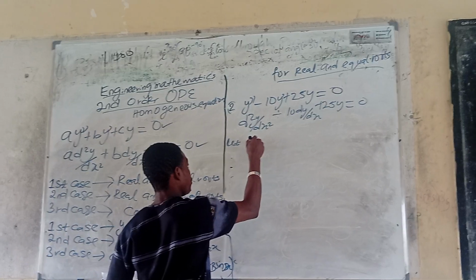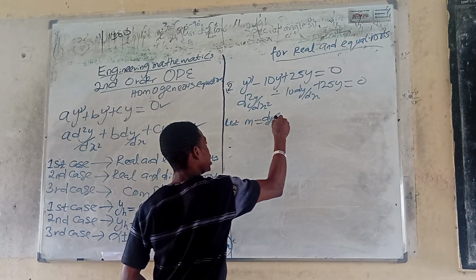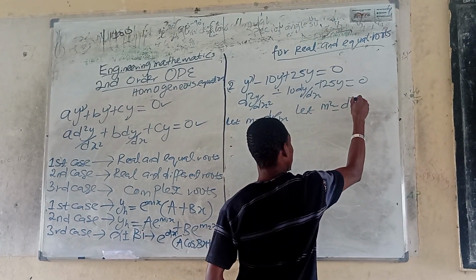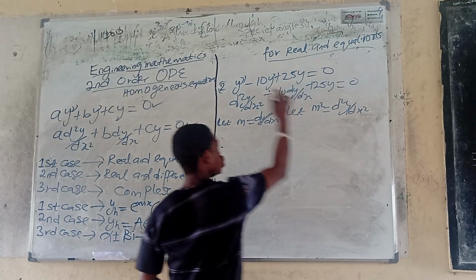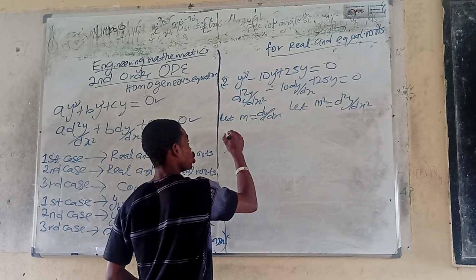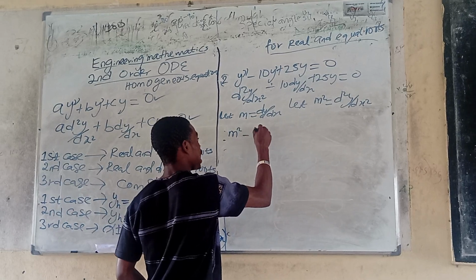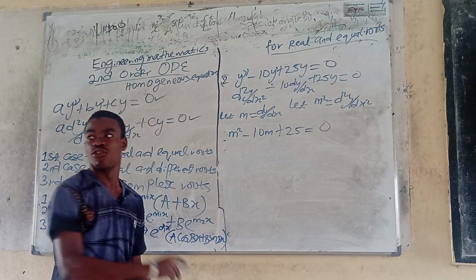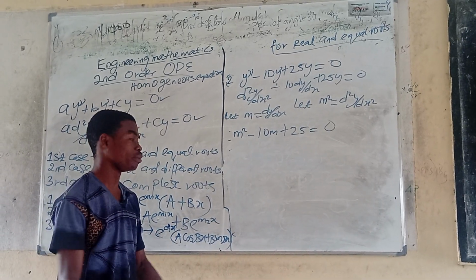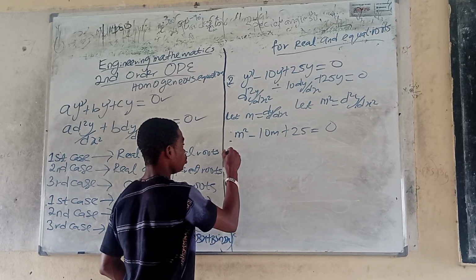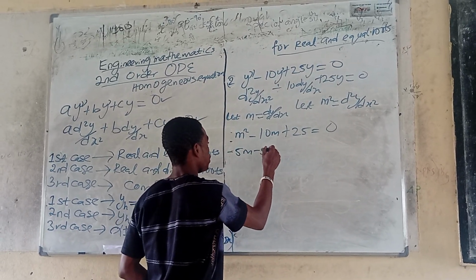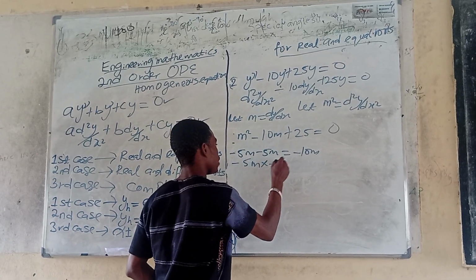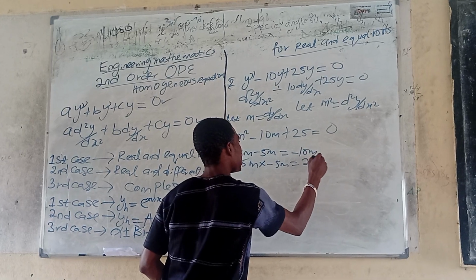Now what's the next step? Let m equal dy over dx, and let m squared equal d2y over dx squared. Now just substitute them into the main question. So you get m squared minus 10m plus 25 equals 0. Now you can still use the factorization method. So I can go with minus 5m, which will give us minus 10m, and minus 5m times minus 5m gives us 25m squared.